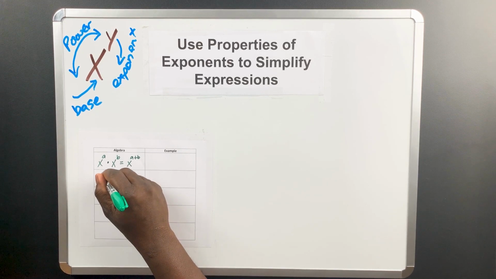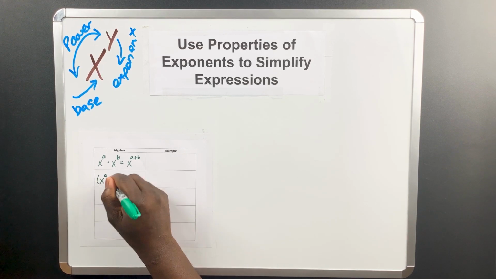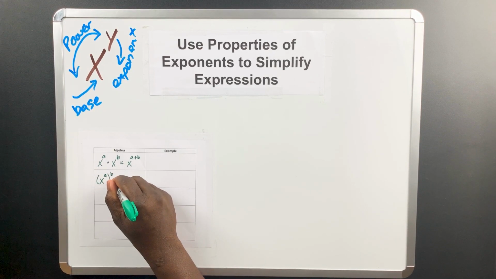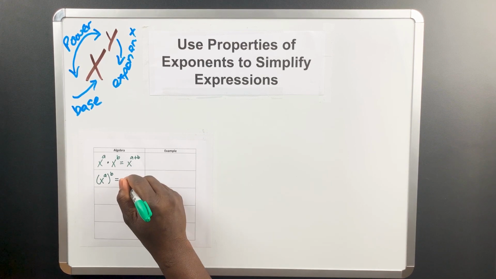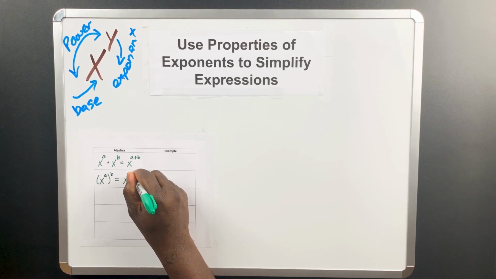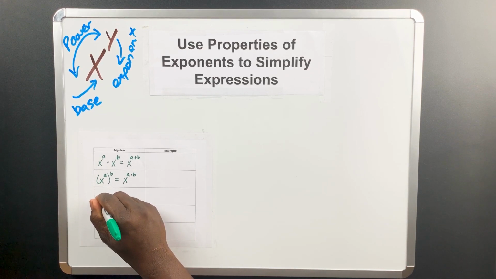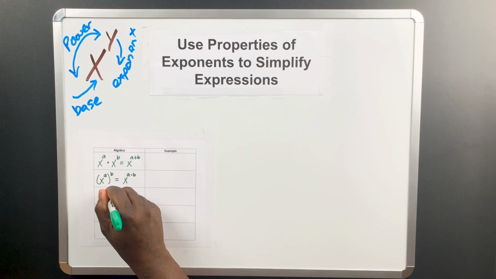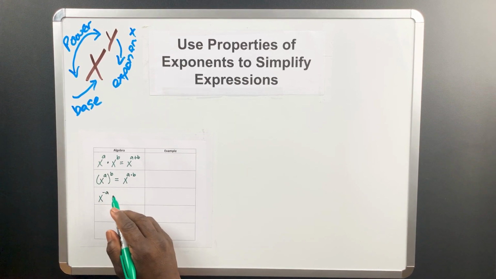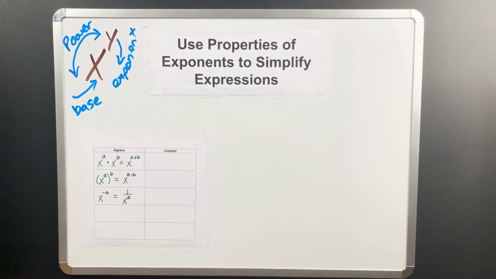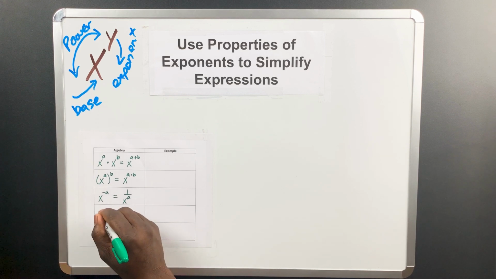Now, if we have a power raised to a power, let's say x to the a, and then we raise that to the b, in this case we have a power raised to a power. What you do is you keep the base and then you multiply the exponents. Very good. Now, if you have a power with a negative exponent, that is never simplified. That is equal to 1 over x to the a, but notice we dropped the negative in that exponent.